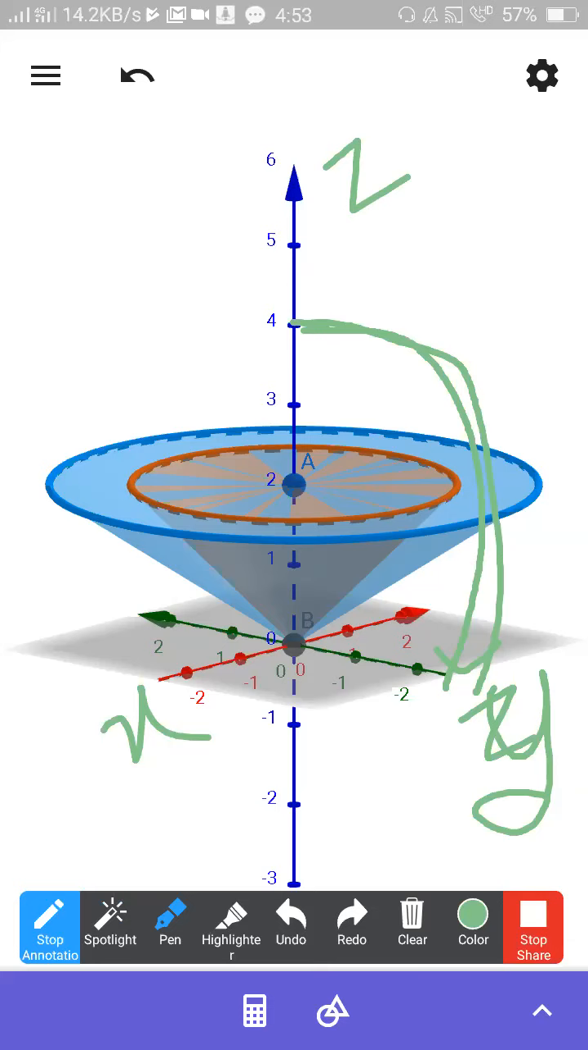Can somebody tell me what will happen if my theta goes beyond 90 degrees? Say my theta is 120 degrees. What will happen? Anybody? Can somebody draw? Reduce the size.